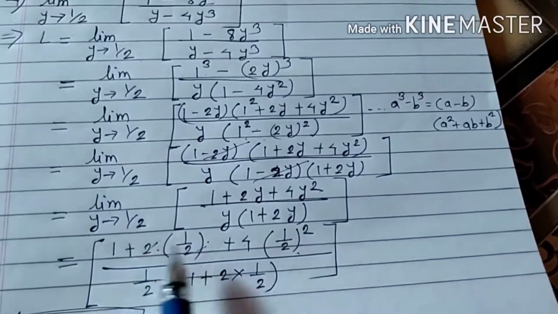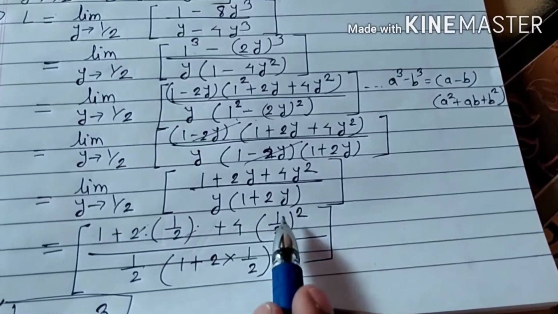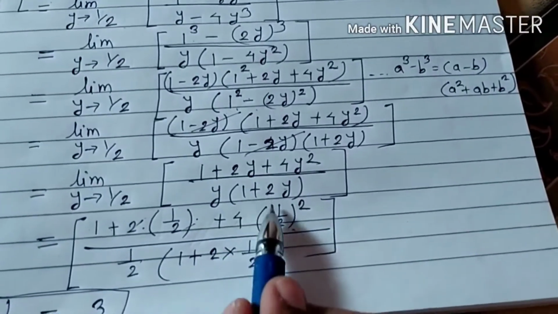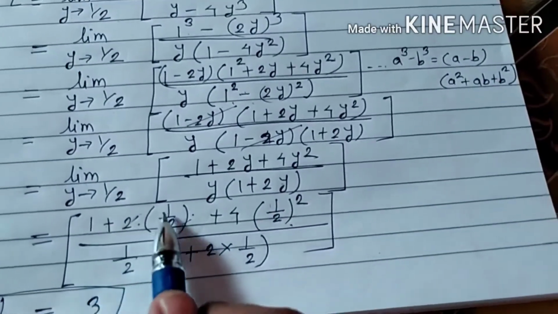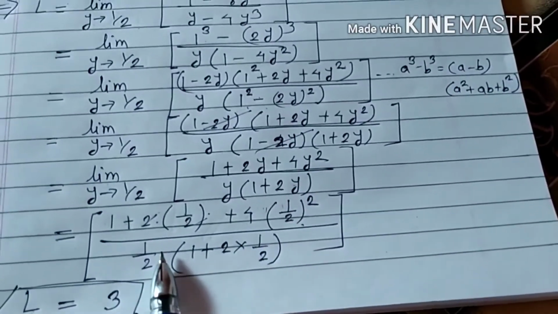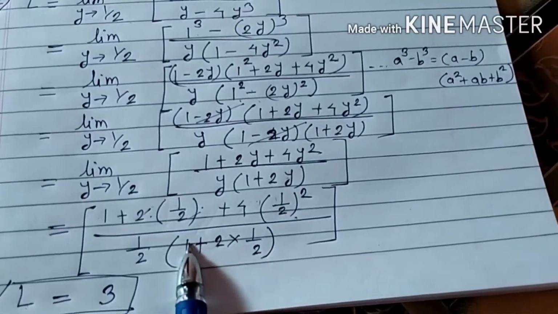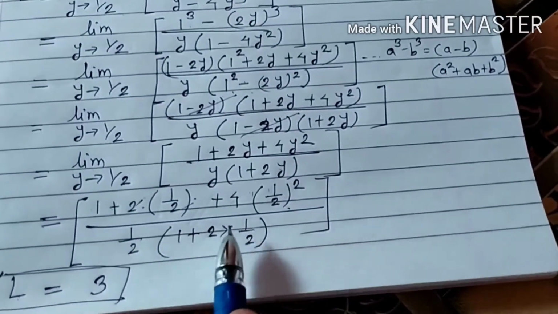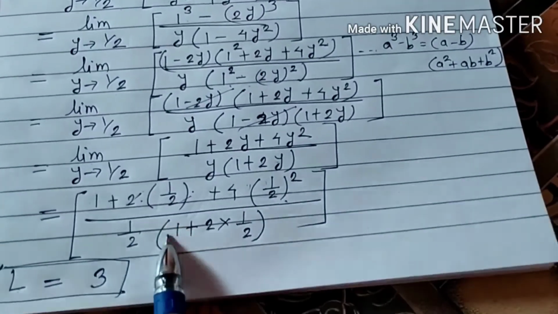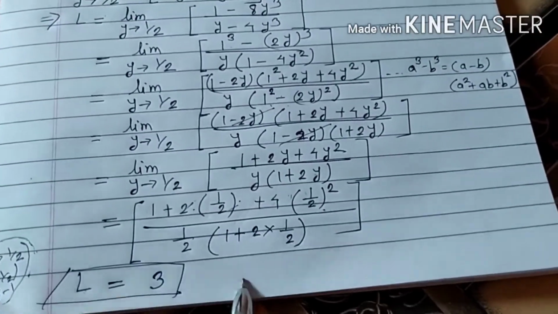Look at this, the 2 gets cancelled, so 1 plus and this remaining plus 1. Now it's 1 by 2 square, 2 square is 4, so this 4 and this 4 get cancelled, so here remaining 1. So 1 plus 1 plus 1 is 3. And now the denominator: it is 1 by 2 and here the 2 gets cancelled, so addition 1 plus 1 which is 2, and this 2 gets cancelled, so in the denominator only 1, so 3 upon 1 is 3. So your answer is 3.